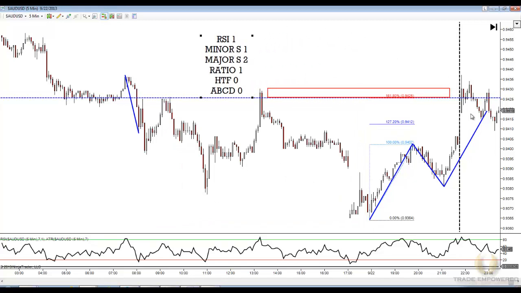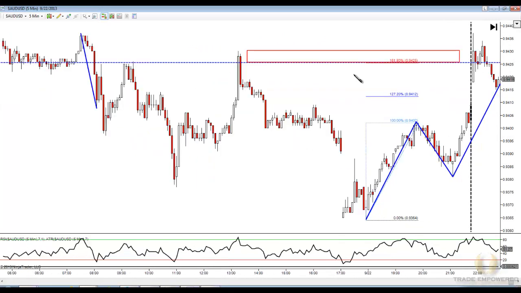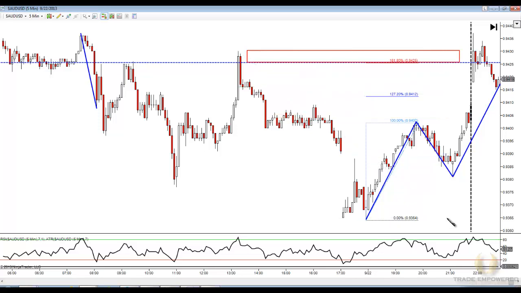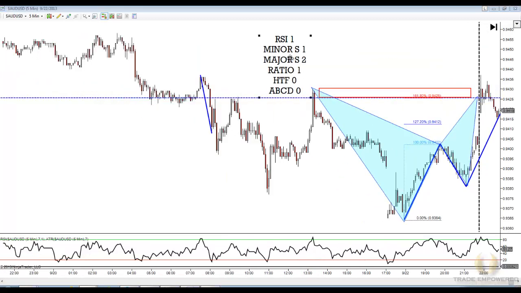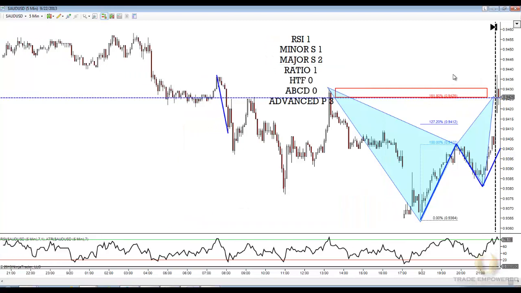Do I have an advanced pattern completion? There is actually, and again, you guys haven't learned about advanced patterns yet, but we actually do. This would be a bat pattern, looking at X to A to B, B to C, C to D up here. Again, don't worry about the advanced patterns yet. We're going to learn about those in the next few sessions, but we could give ourselves 3 points for the advanced pattern completion. Advanced pattern, 3 points. Next, do we have an additional test of structure?